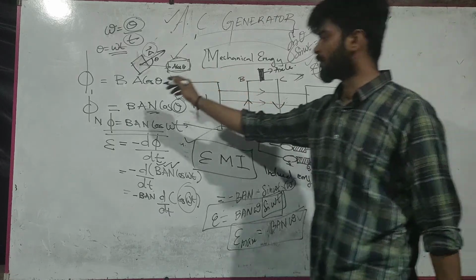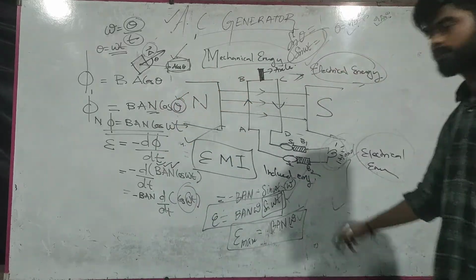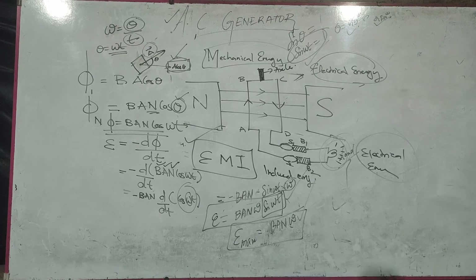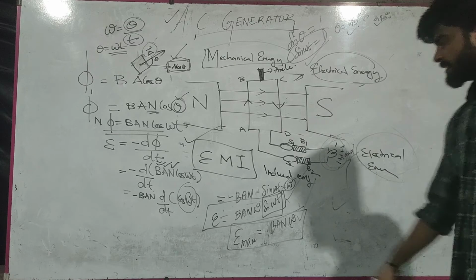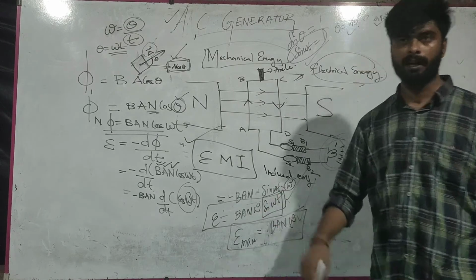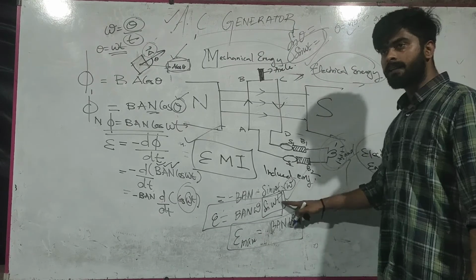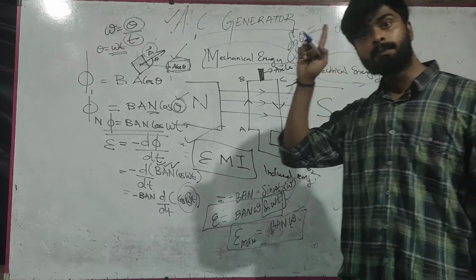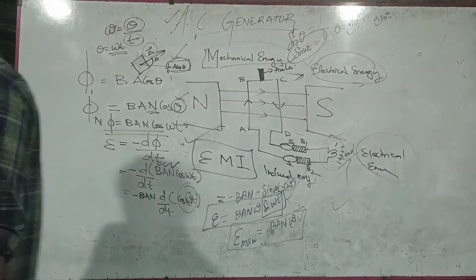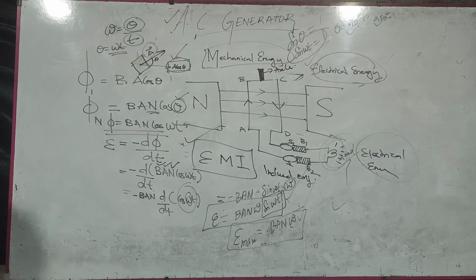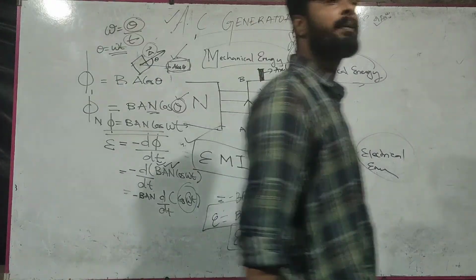From there, you have found the induced EMF in the AC generator armature coil, which is BAN omega sin omega t. When sin omega t is 1, you will get the maximum EMF, and therefore the maximum EMF is BAN omega. Clear?